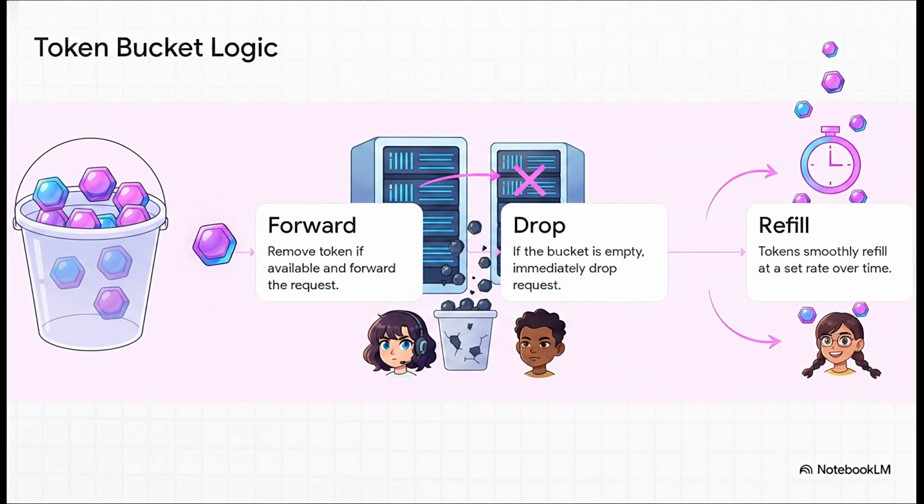But Step 5 is where the magic happens. The bucket continuously refills with new tokens at a set rate over time. This beautiful mechanism means that if you get a sudden, legitimate burst of traffic, the system can handle it perfectly smoothly, as long as there are tokens available.